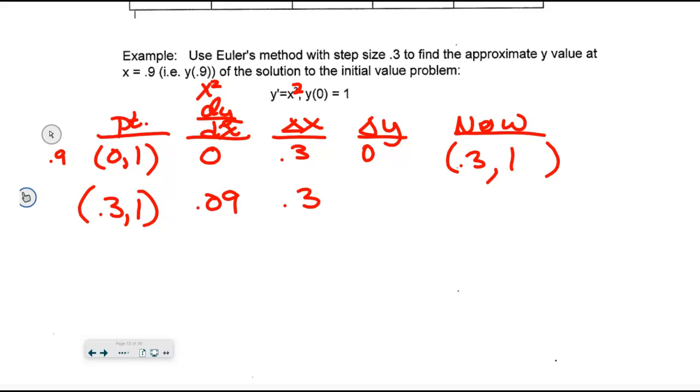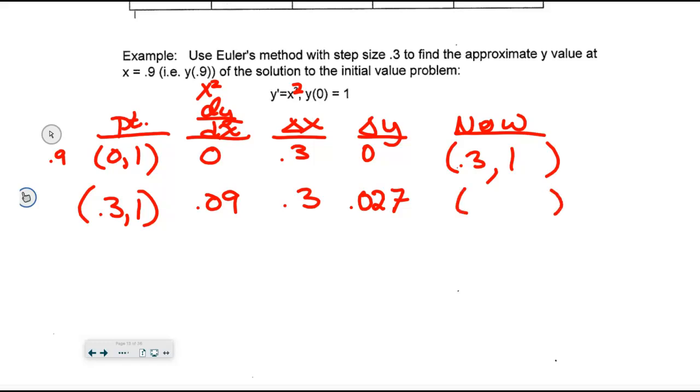So, do we know how to multiply decimals? It would be 27, but there's how many decimal places? 1, 2, fill the hole with a 0. Right? So, what is this? 0.027. Yeah, I'm not teaching how to multiply decimals. You can Google it if you need to.